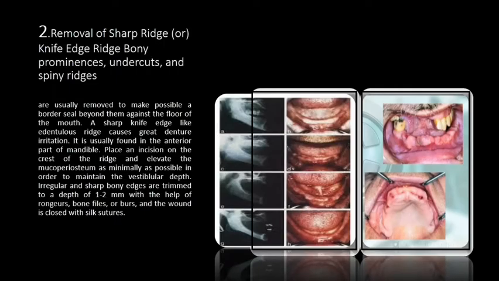Removal of sharp ridge, knife edge ridge, bony prominence, undercut, and spiny ridge are usually removed to make possible border seal beyond them against the floor of the mouth. A sharp knife edge ridge like a dentulous ridge causes aggressive denture irritation. It is usually found in the anterior part of the mandible. Place an incision on the crest of the ridge and elevate the mucoperiosteum as minimally as possible in order to maintain the vestibular depth. Irregular and sharp bony edges are trimmed to the depth of 1 to 2 mm with the help of the rongeur, bone file and forceps, and the wound is closed with silk suture.